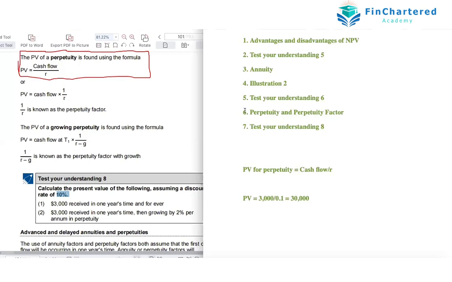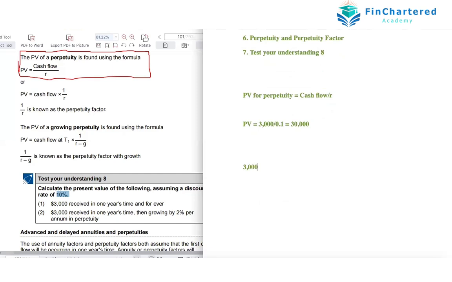Now, what is a growing perpetuity? I'm getting 3,000, 3,000, 3,000, like a constant amount. But it's like rent. Just think of even my office rent here. At the Fincharted office, we have a rent of, say, 50,000. And as of now, at least, I will be staying here in perpetuity. So I have to pay 50,000 forever, and our contract mentions that you will pay 50,000.